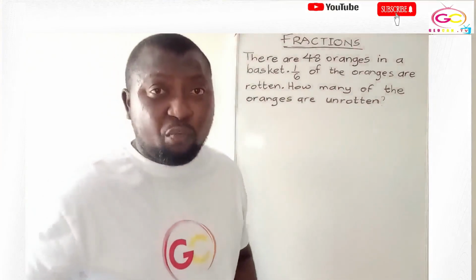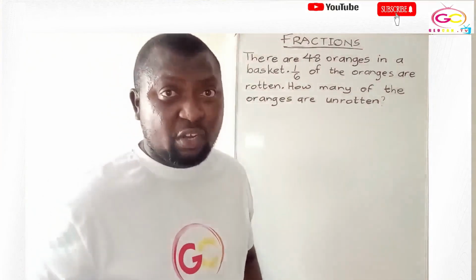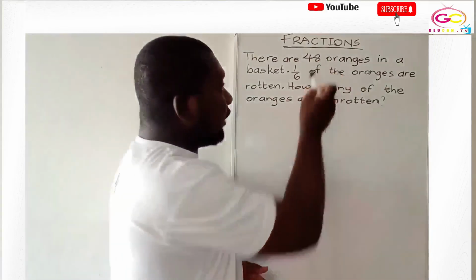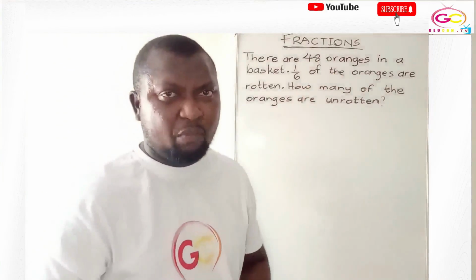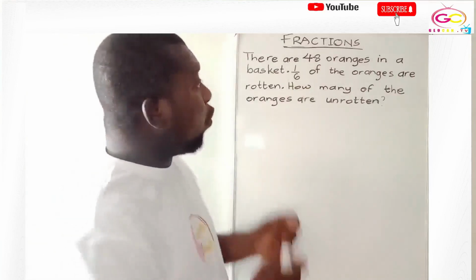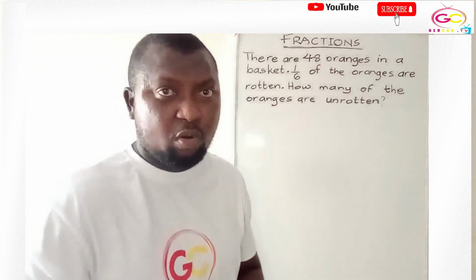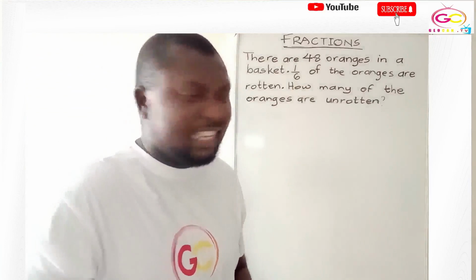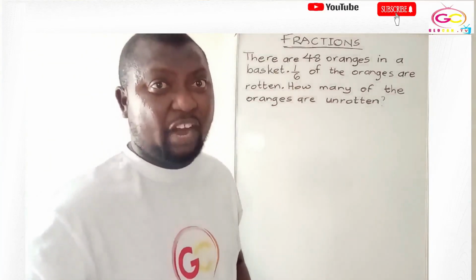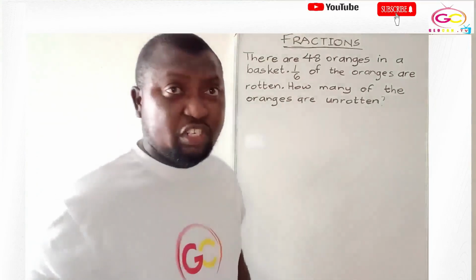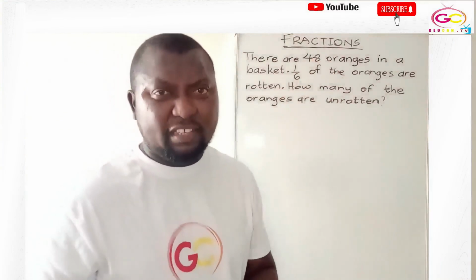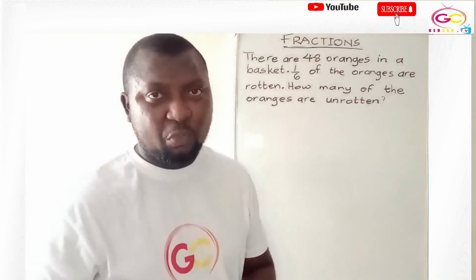So if you are able to find the number of oranges which are rotten, we'll just subtract that from the total number of oranges. Then we'll get the number of oranges which are unrotten. Good. And in the second method, we'll look for the fraction of oranges that is unrotten. Then we multiply the fraction of the oranges that is unrotten with the total number of oranges. And that will give us the actual number of oranges which are unrotten.